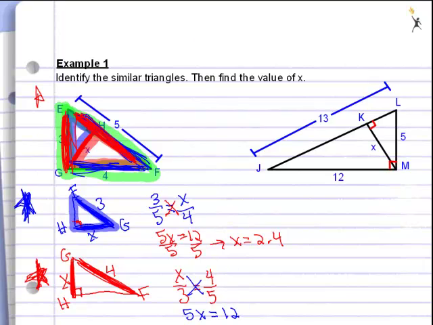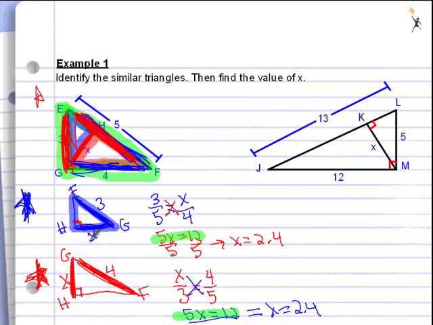And I want you to notice this. You have the exact same problem in the previous proportion. We have 5x equals 12. In our new one, we have 5x equals 12. When you divide both sides by 5, you get x equals 2.4. And again, x is going to be the exact same answer.